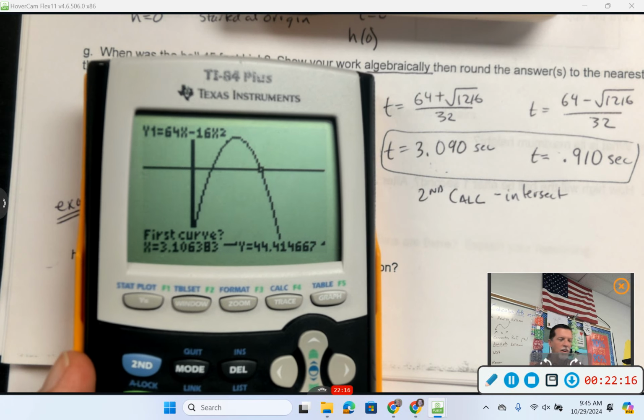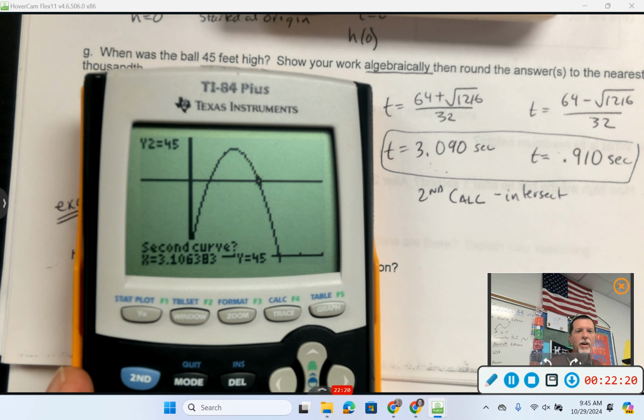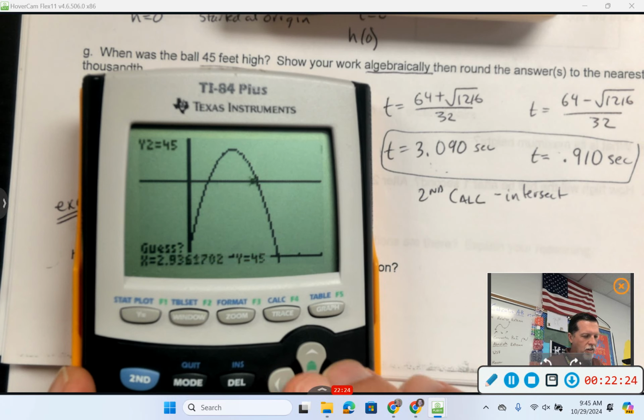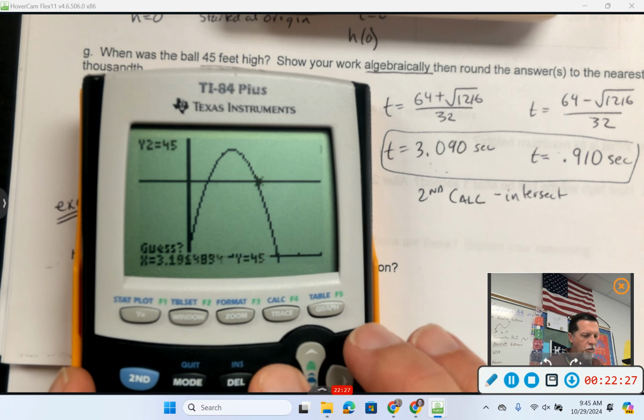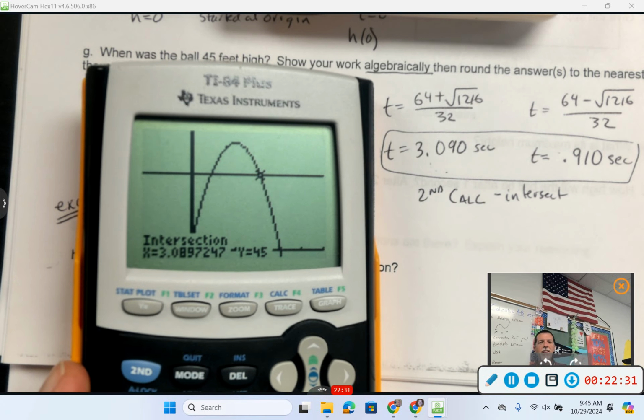First curve. Like, yes, I want the parabola to be the first curve. Second curve, yes, y equals 45 is my second curve. And then guess, so you can pick where you want to guess. Obviously, there's 2 answers. I guess we can get that one first. And now I've got a better answer.